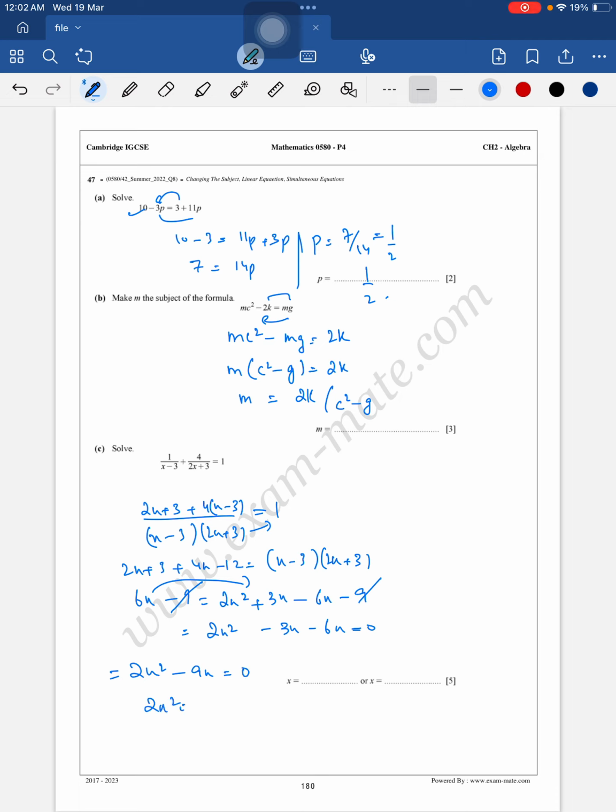So 2x square is equals to 9x. x square gets cancelled with x. 2x is equals to 9. So we have the answer, x is equals to 9 upon 2, right? And the other one is 0. Since we cancelled x over here, the other one is 0.